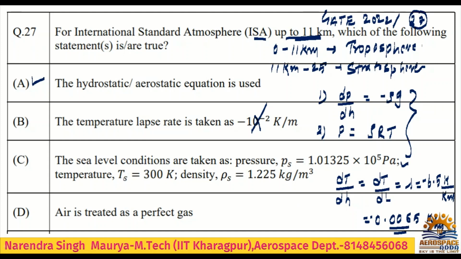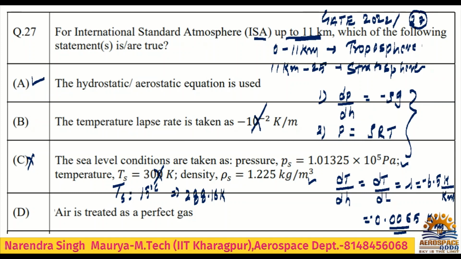And the sea level temperature, if you go, no, this sea level temperature is wrong, because sea level temperature in degree Celsius is nothing but 15 degrees Celsius. And in Kelvin it is nothing but 288.16 Kelvin, and density 1.225 kg per meter cube. So this is correct, but this option, static temperature at sea level, is wrong. So you can say this option C is also wrong.